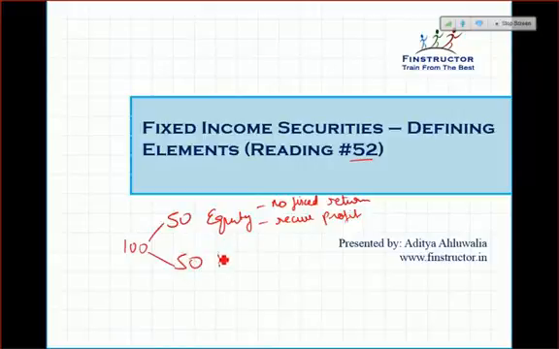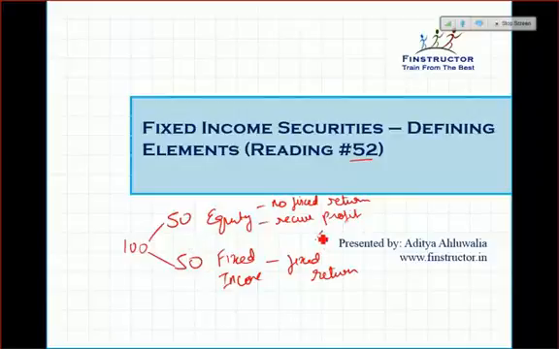The fixed income holders, or the debt holders, on the other hand, are guaranteed a fixed return. So these holders do not participate in the profit. They are guaranteed fixed payments and a pre-decided maturity at which their money will be returned.